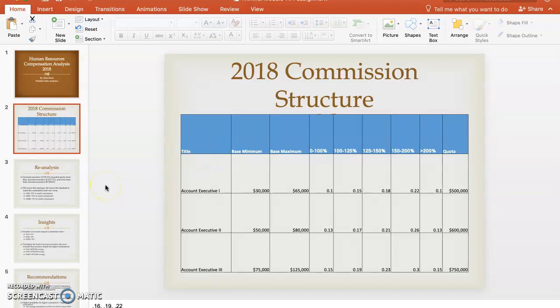As you can see here, at this company, there are three different levels of executives: Executive 1, Executive 2, and Executive 3. And correspondingly, with each level of account executive, the salary goes up as well as the quota and the max base minimum and maximum. In other words, it is a lot easier for account executive 1 to reach quota than it is account executive 3, but at the same time, account executive 3 is making a lot more money when they surpass quota.